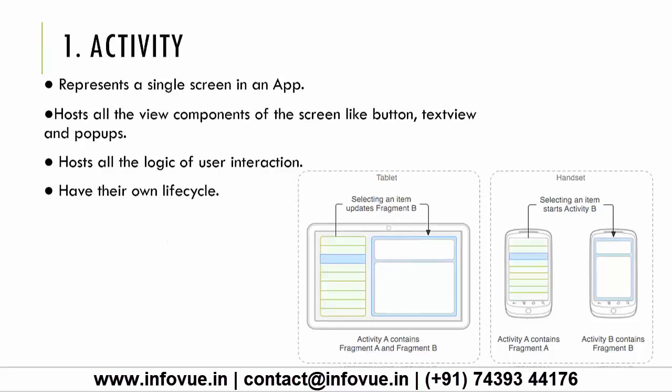Activity. An Android application consists of a collection of activities. A single activity represents a single screen. Suppose the screen which you are seeing in your Android app represents a single activity. An activity consists of view components. View components means the components which we have on the screen, such as buttons, edit text, images, tab bar, nav bar, etc. These are called views, and a collection of views is an activity.